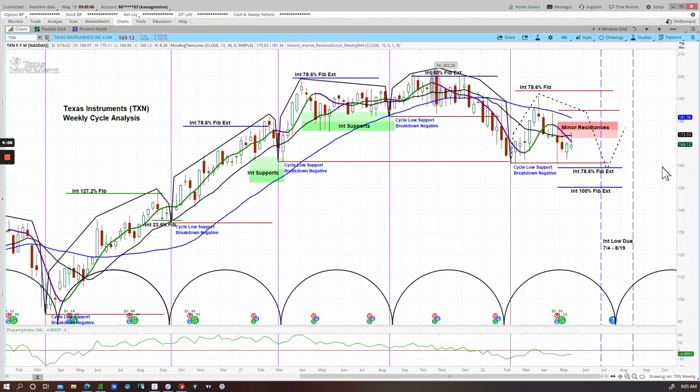Now, clearly there is some support here at the 159 to 161 area between the cycle low support and the intermediate 78.6% fib extension level. So we would expect at least a retest of that zone, and then if it gets lower than that, we have another fib extension level down here around 150, which would give us a measured move.